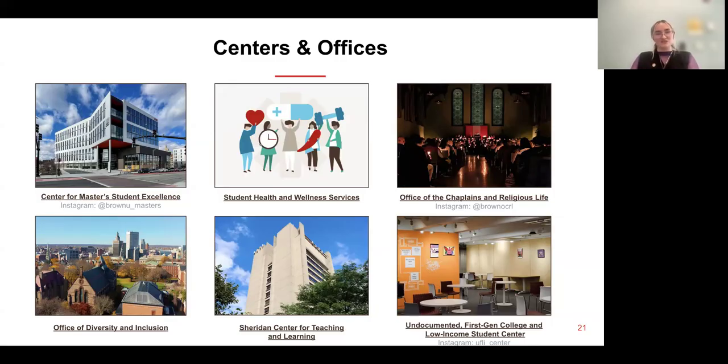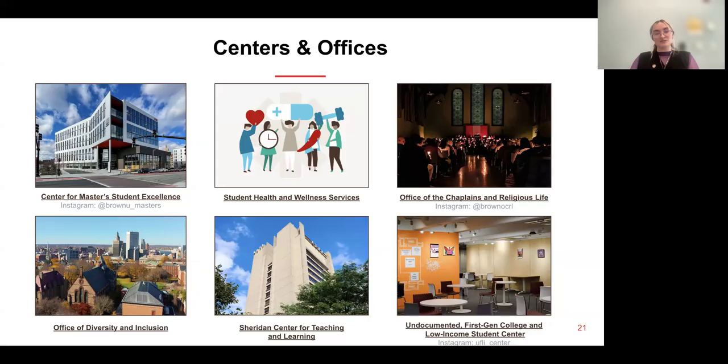We've got the Office of Chaplains and Religious Life. This is not just church, this is all of our different religious walks of life on campus that we want to be able to support here. And they work hand in hand with our Office of Diversity and Inclusion that host a lot of different identity-based centers around the campus. And then we also have our Loving You Fly Center, the Undocumented First Gen Center, and Low Income Student Center. And they have all sorts of resources.